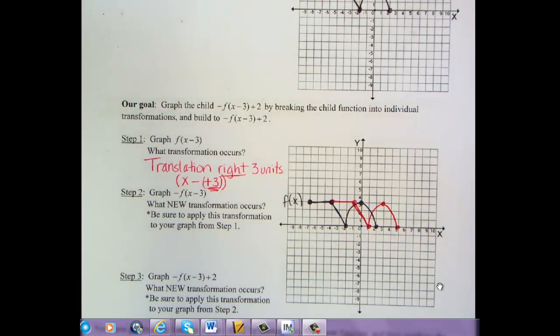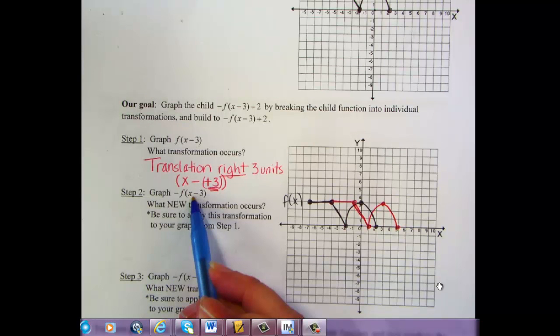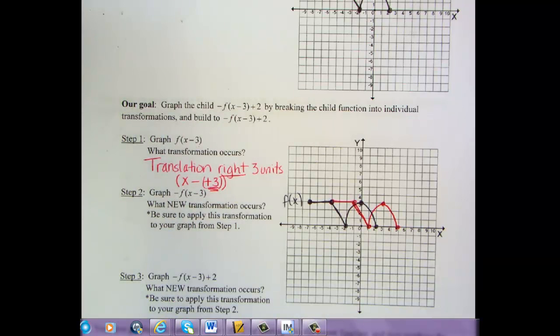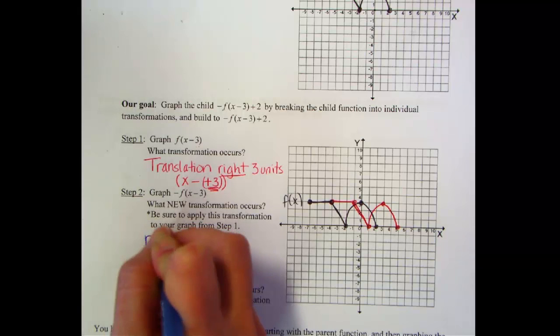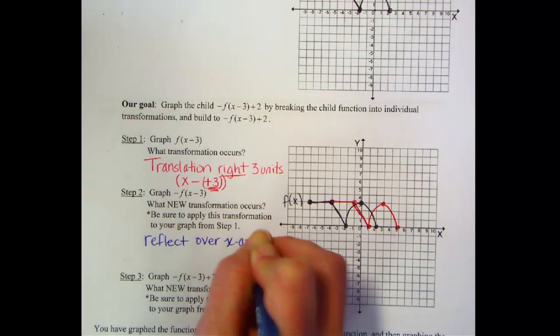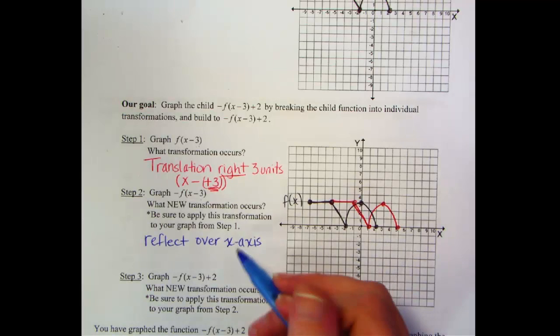Okay, step 2. Graph negative f of x minus 3. Well, I've already graphed x minus 3. I've already translated it to the right 3 units. So now I'm going to reflect it over the x-axis. We've seen that a negative in front of my function, regardless of the parent, is a reflection over the x-axis. So I take that x minus 3 graph, my red graph, my most recent graph, and reflect all of its points over the x-axis.